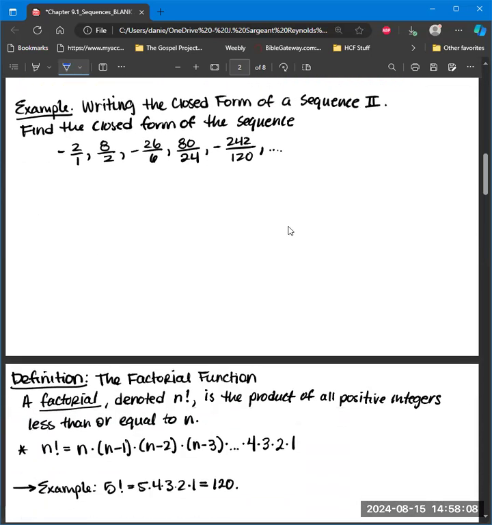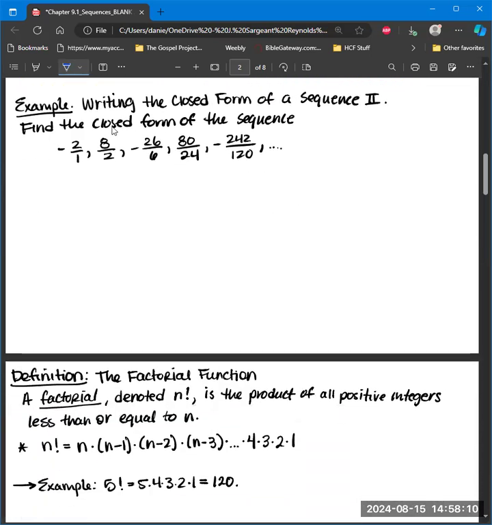Let's see if we can write a closed form for the sequence here. Negative 2 over 1, positive 8 over 2, negative 26 over 6, 80 over 24, negative 242 over 120.